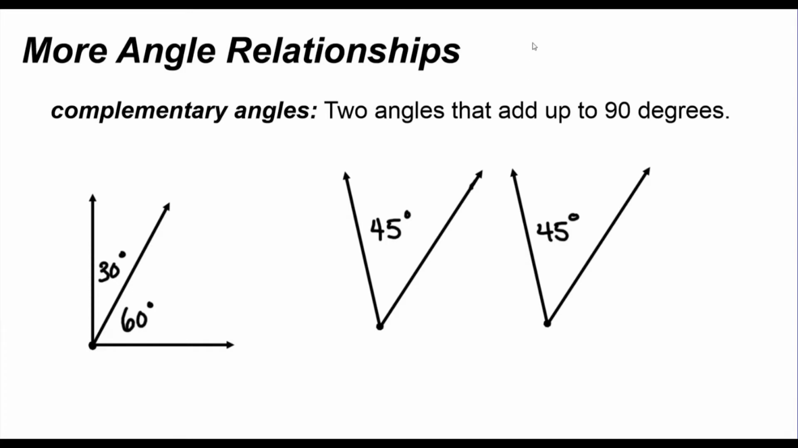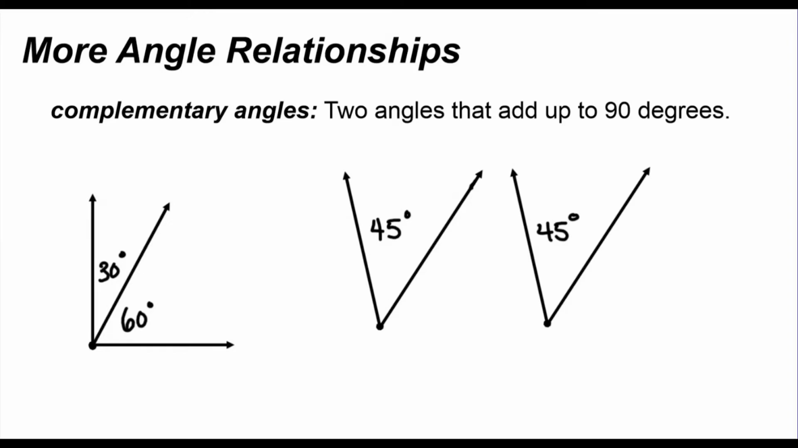In this video, we're going to talk about another type of angle relationships, and it's angles that add up to special values. One of those types of angle relationships are called complementary angles. Complementary angles are two angles that add up to 90 degrees. I have a couple examples of complementary angles below.